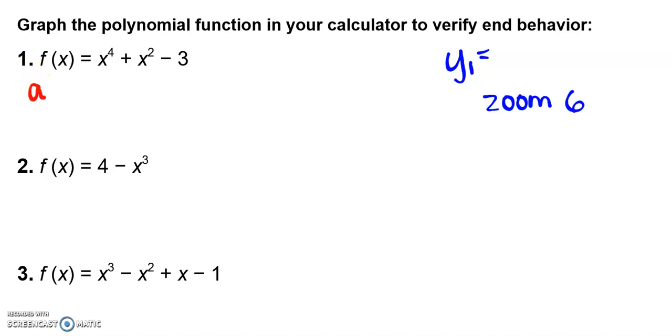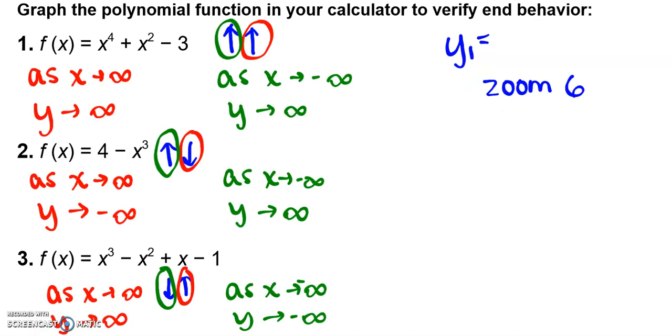Right, so you're going to start each one with as x goes to infinity, what's y doing? And as x goes to negative infinity, what is y doing? See if you can answer those from looking at your graph. Go ahead and pause your video, finish out these 3 problems just by looking at your calculator. Okay, these ones you should just be practicing in your calculator. You could have looked at them, or you could have done the degree analysis to figure out which one's which.